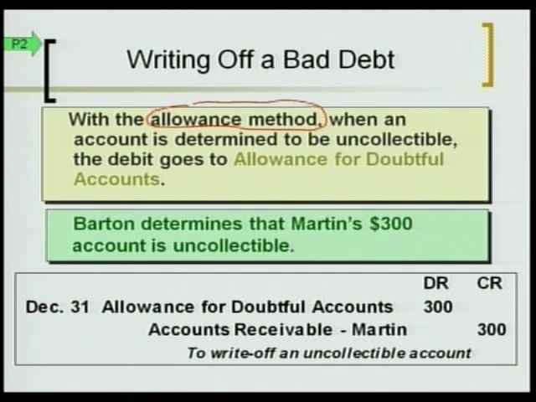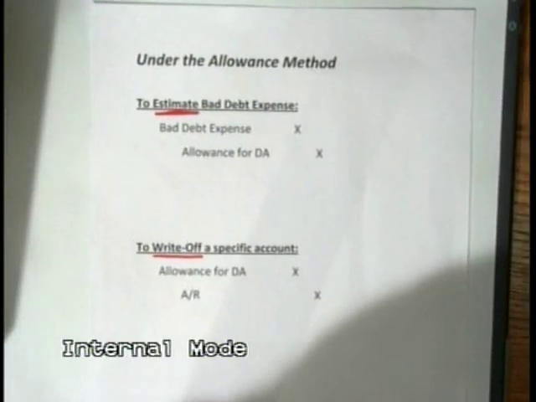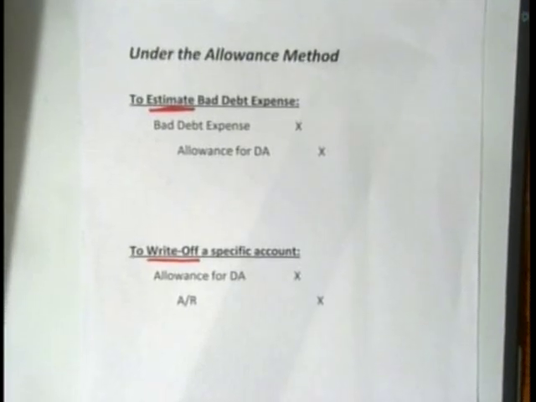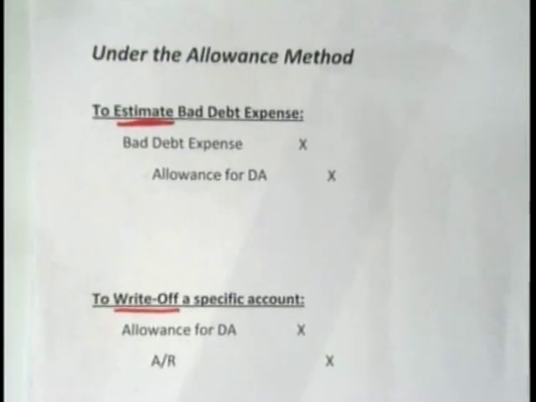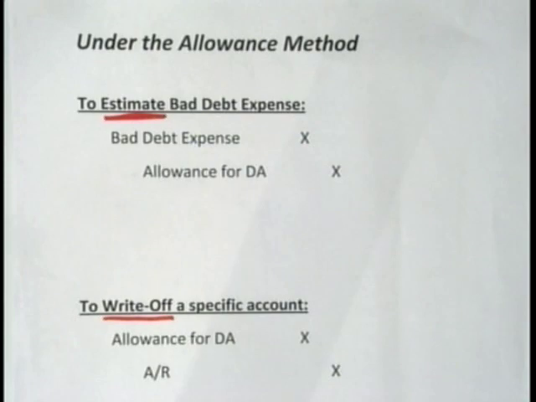To summarize, this might be something you want to copy down. These are both under the allowance method. To estimate bad debt expense, we debit bad debt expense and we credit allowance for doubtful accounts. But to write off a specific accounts receivable, we debit allowance for doubtful accounts and we credit AR. Okay? Does that make sense?